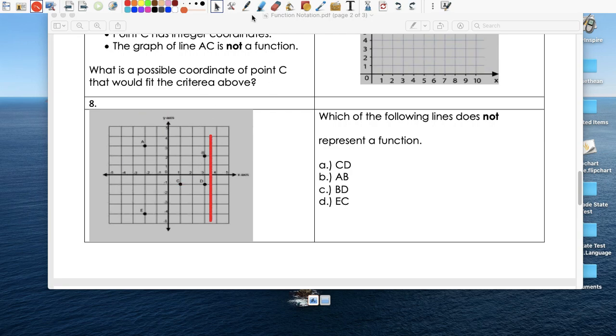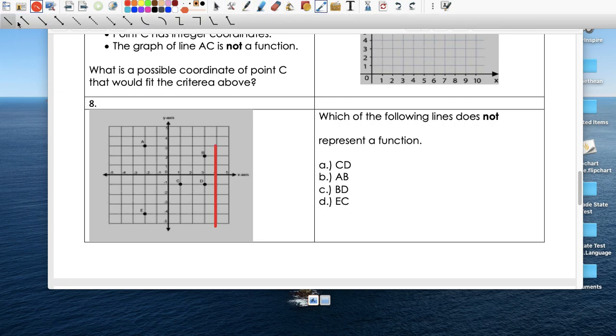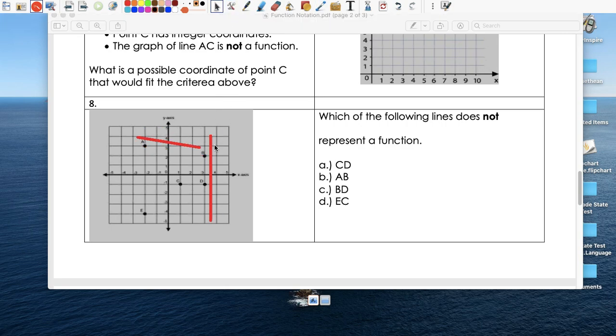Let me try line AB. Where's A and where's B? Here's A and B. So for the line AB, if you do the vertical line test and you take this line and move it across like that, the two lines meet in only one point. Right here, they meet just here. They intersect in one point only throughout this whole movement, when I move this pencil left to right.